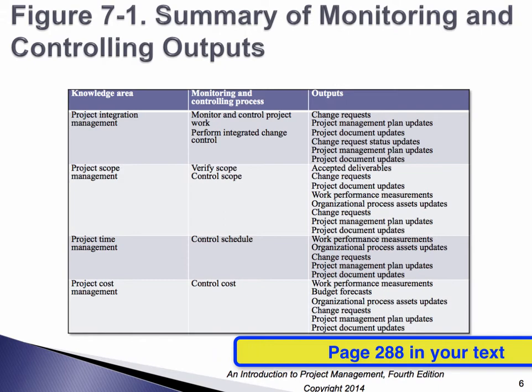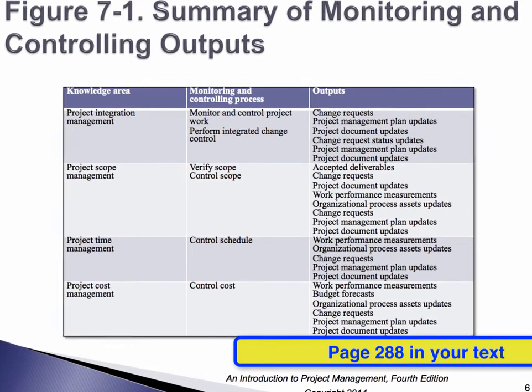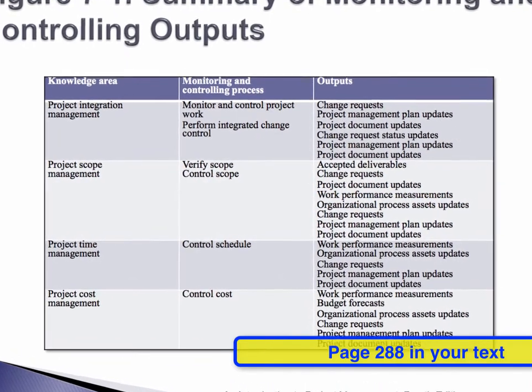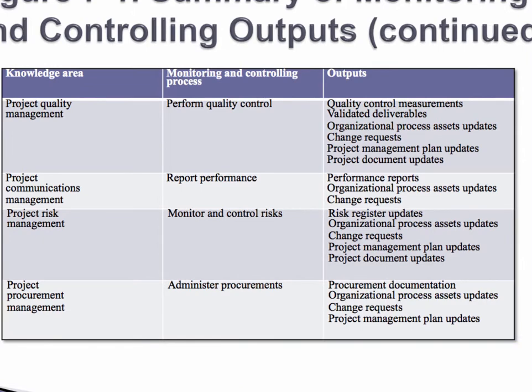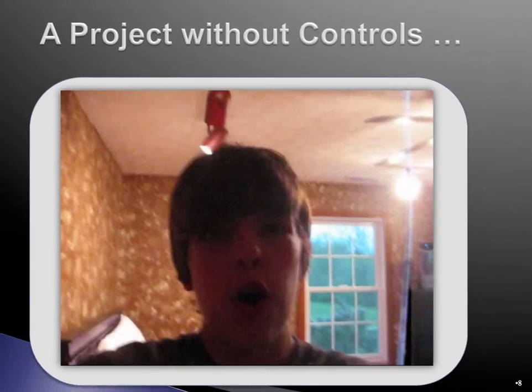Figure 7-1 shows the summary of monitoring and controlling outputs. And those outputs continue. Here's an example of what a project might look like if it didn't have people doing monitoring and controlling.